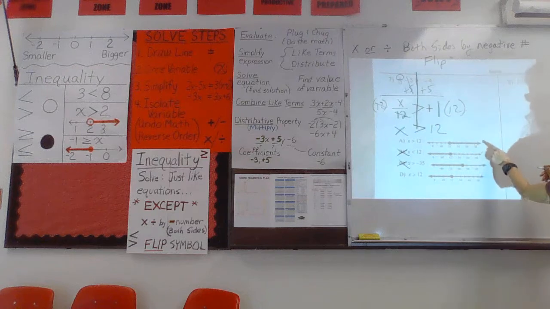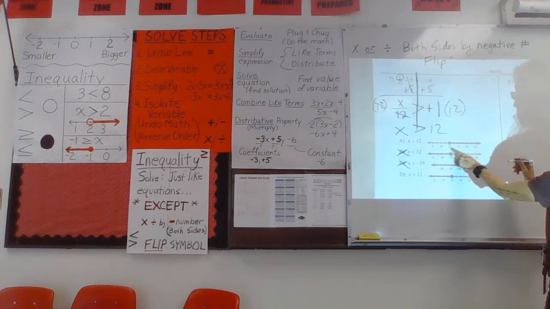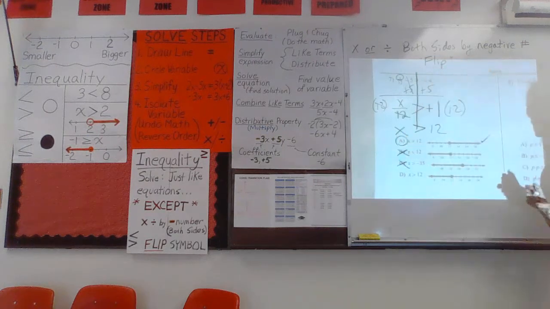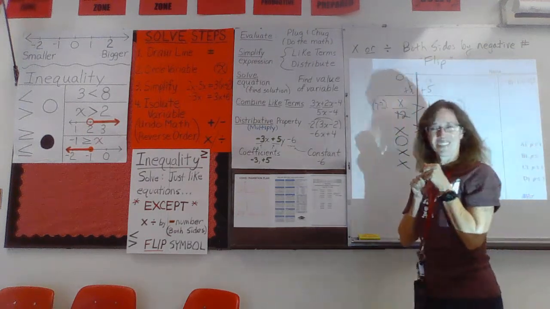So let's look down here and see which one of these. That one looks like shaded to the right. And did they put the 12 there? Yep, 12 is there. It's shaded to the right. Bingo, it's that one right there, A. See how fun these are? I just love to do these.